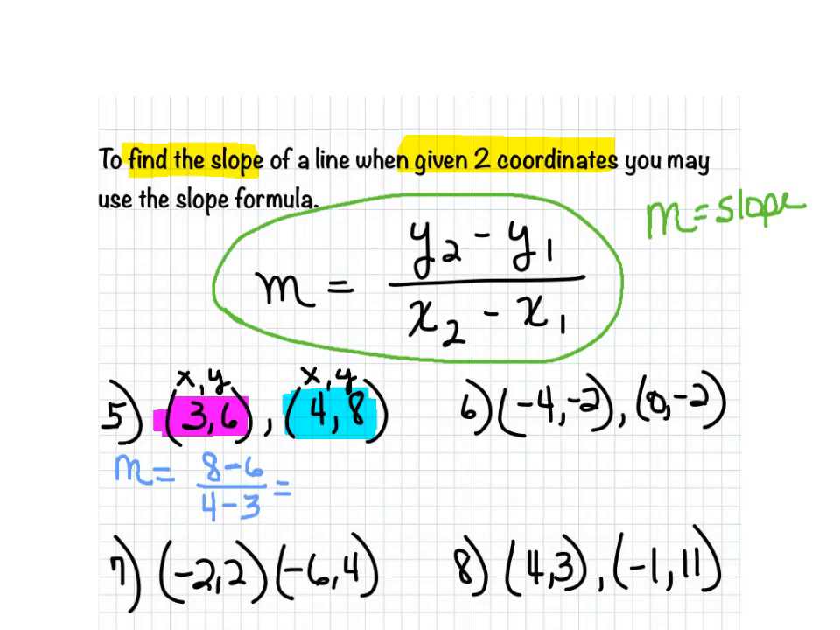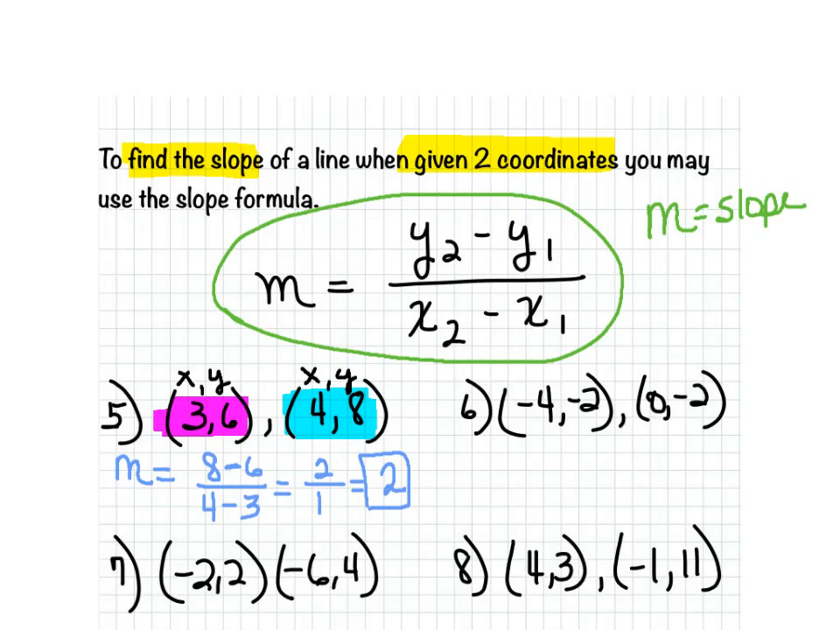Now let's figure that out. 8 minus 6 is 2. 4 minus 3 is 1. And we can say that the slope of this line is 2. Okay? All right, let's go ahead and do number 6.